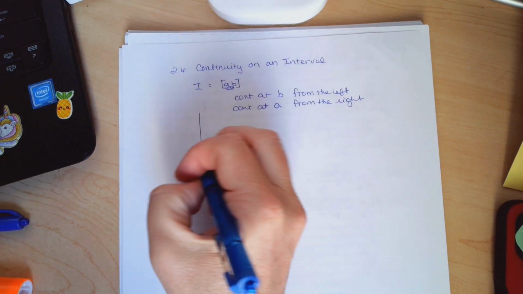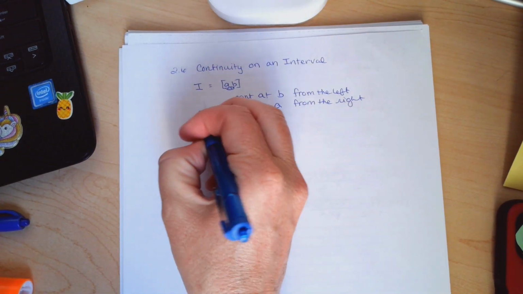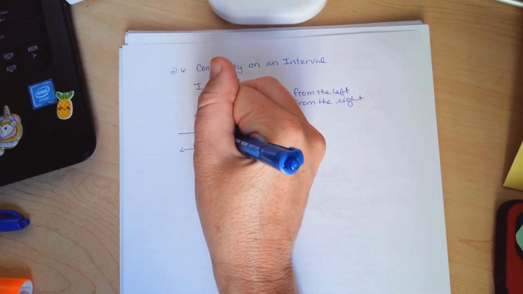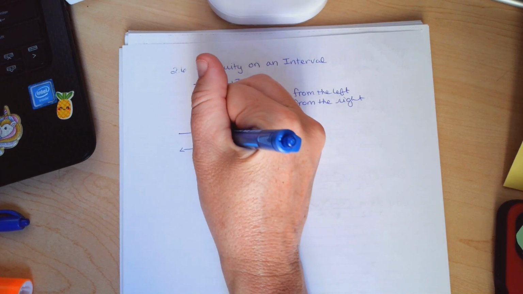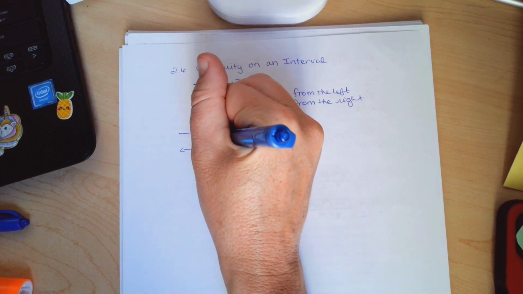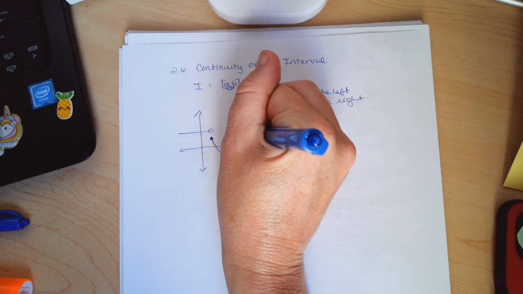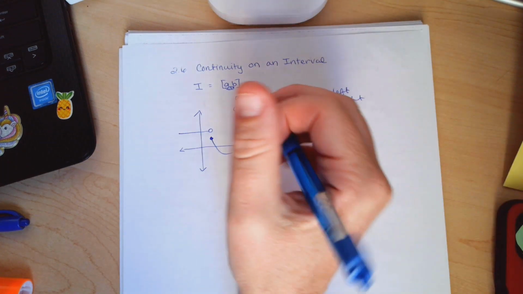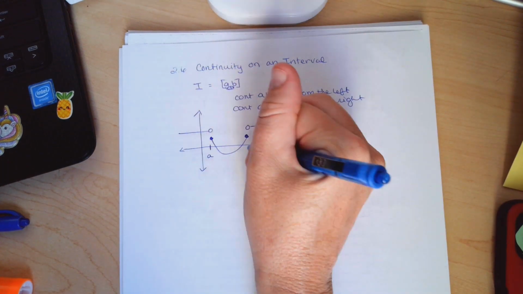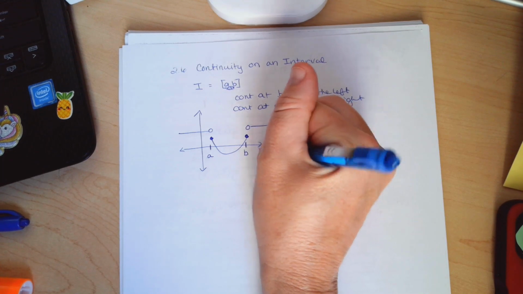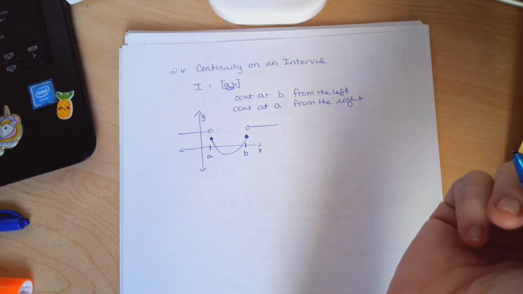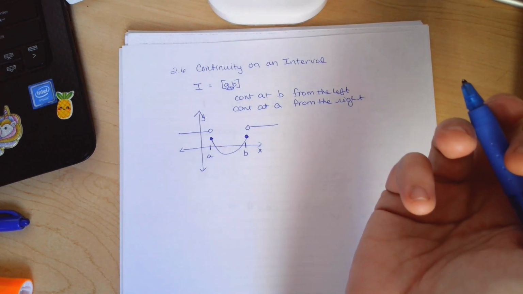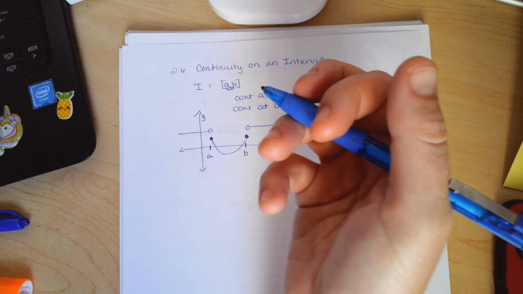So what does this mean? What am I saying? What are these words? Okay, so maybe we do this, and then maybe I do this. I don't know, I'm just making something up. All right, so this will be my A, this will be my B, my x-axis, my y-axis, and this is my graph. And so they want to know, are we continuous on the interval AB?